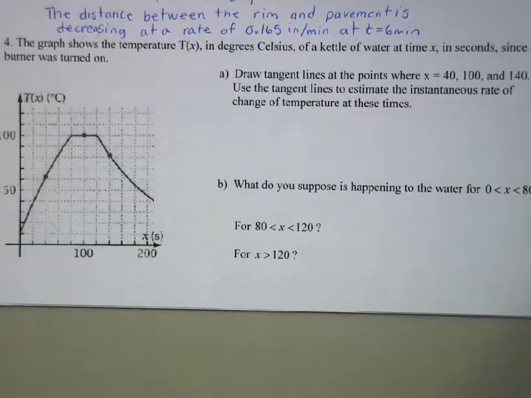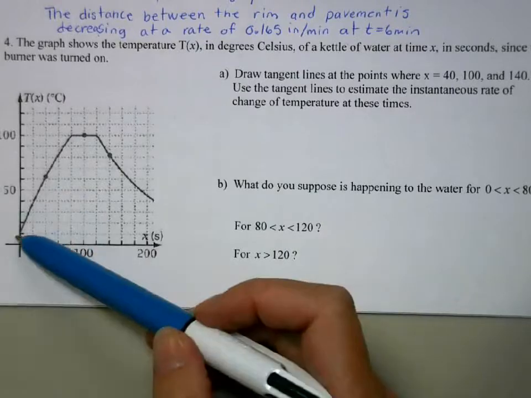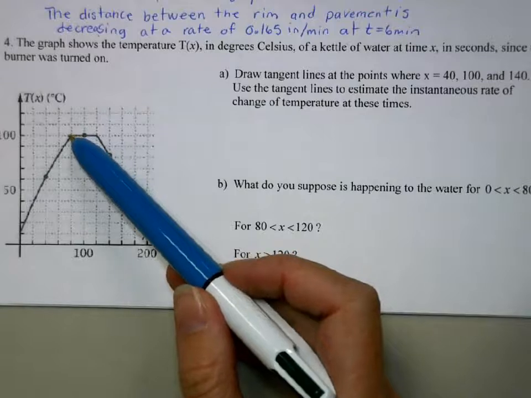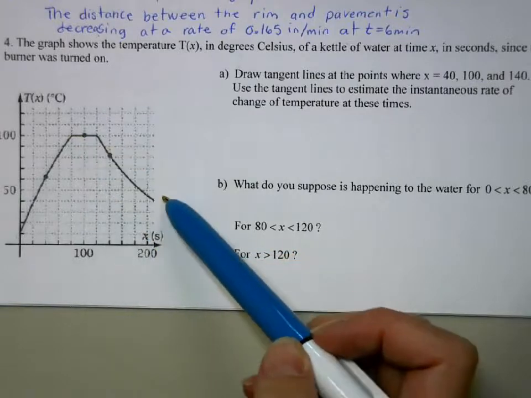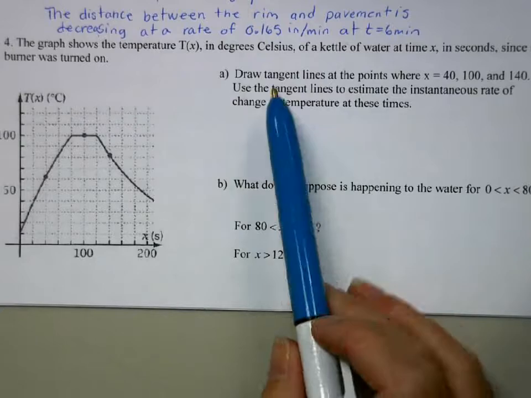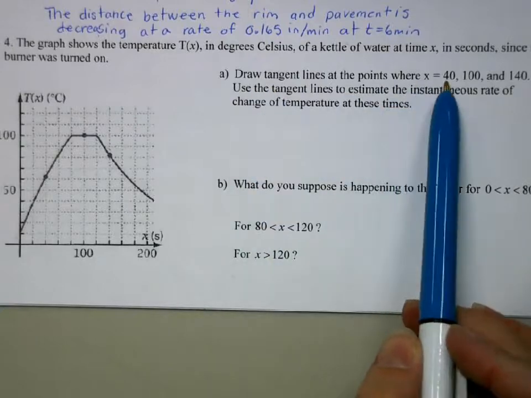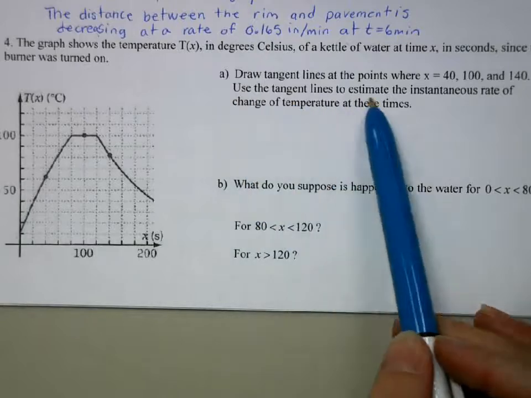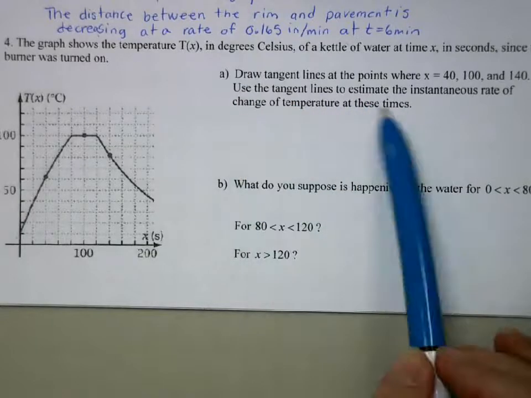The graph shows the temperature T in degrees Celsius of a kettle of water at time x in seconds since the burner was turned on. So the burner's turned on, the temperature gets to 100 degrees Celsius, stays there a little bit, and then decreases. It says draw tangent lines to the points where x equals 40, x equals 100, and x equals 140. Use the tangent lines to estimate the instantaneous rate of change of the temperature at these times.